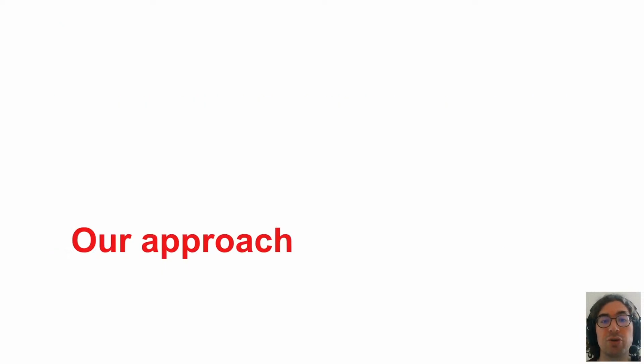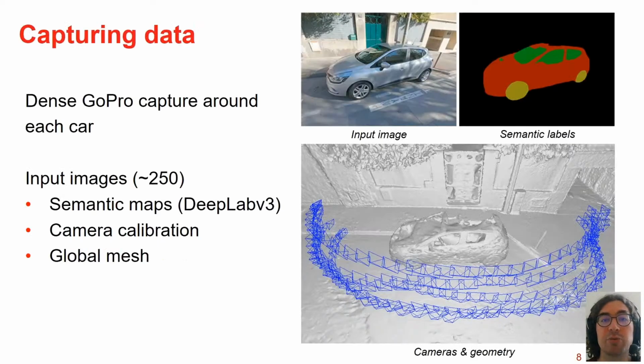I'm now going to provide additional details on our approach. We start by capturing pictures. To simplify this step, we use a GoPro device in burst mode and move around each car in the street we want to capture. The process takes at most 10 minutes per car, and we get around 250 images for each car. Each image is labeled using an out-of-the-box segmentation neural network trained on car and car parts labels to obtain semantic maps.